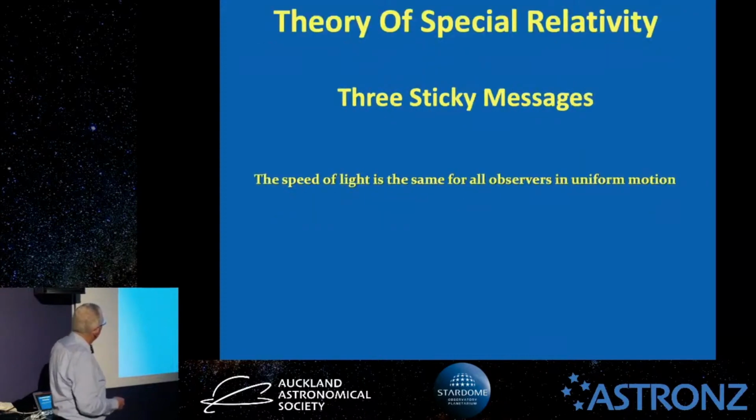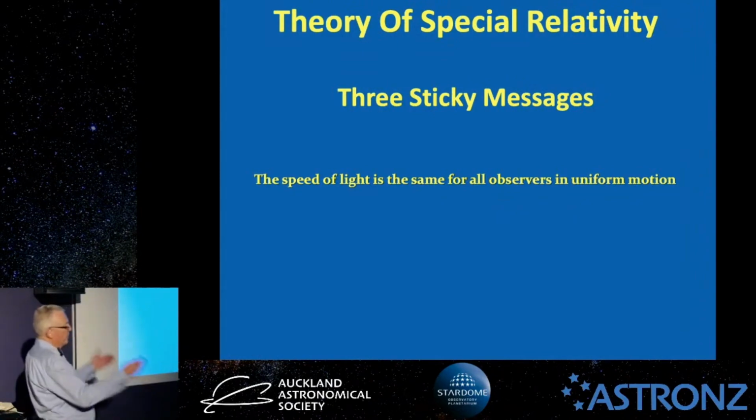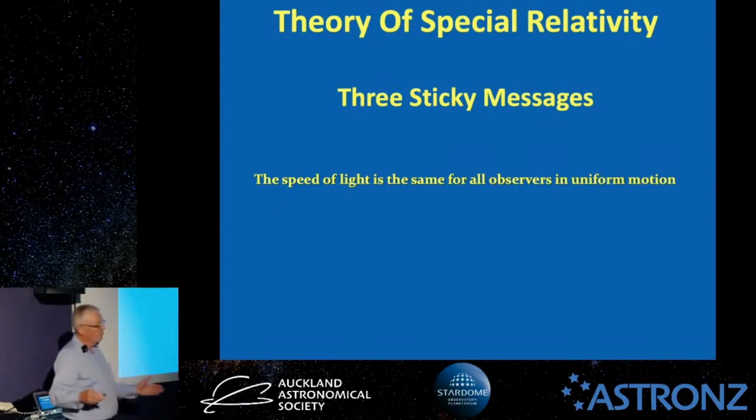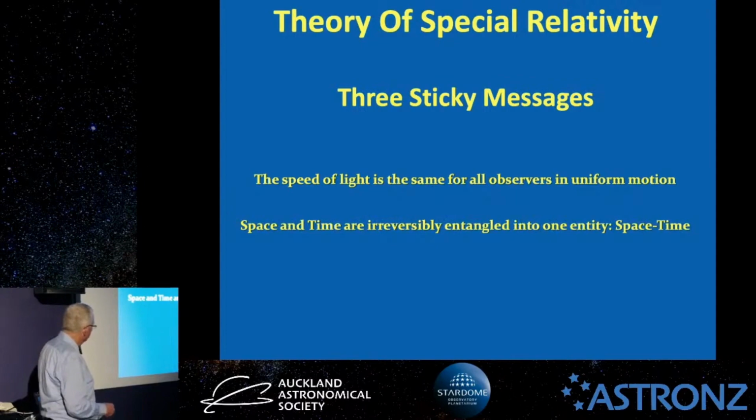So here are your three sticky messages to take home. The speed of light is the same for all observers in uniform motion. Everyone, no matter whether a light source is coming towards you, away from you, or you're travelling away from it, agrees the speed of light is the same. They detect it the same.